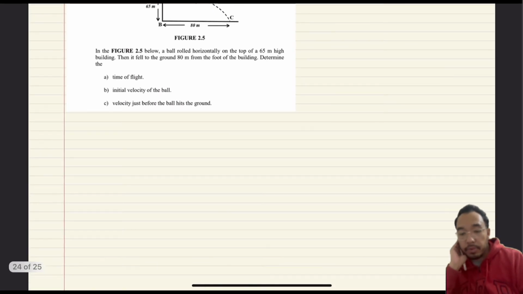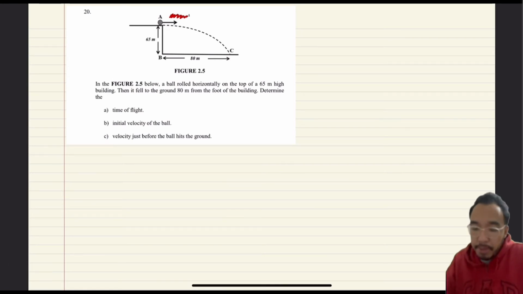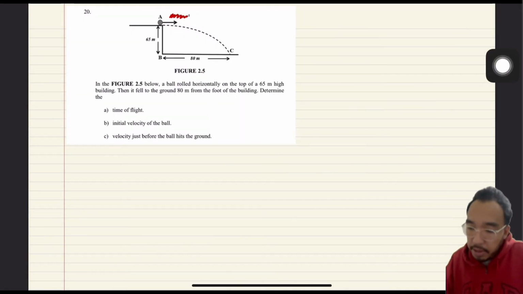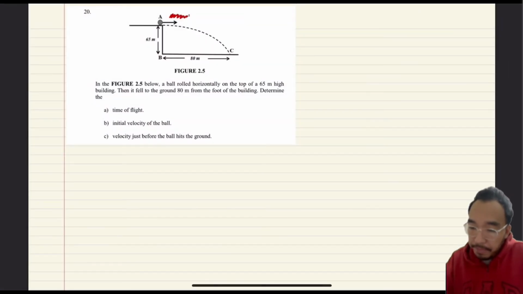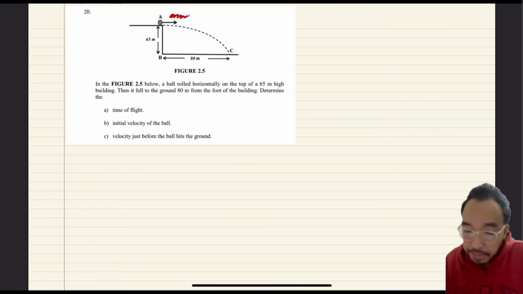Now we are going to do question 20. Okay, in the figure 2.5 below, a ball rolled horizontally on the top of a 65 meter high building and fell to the ground 80 meters from the foot of the building. Determine the time of flight, the initial velocity of the ball, and the velocity just before the ball hits the ground.